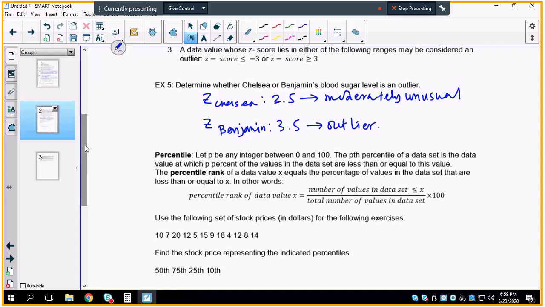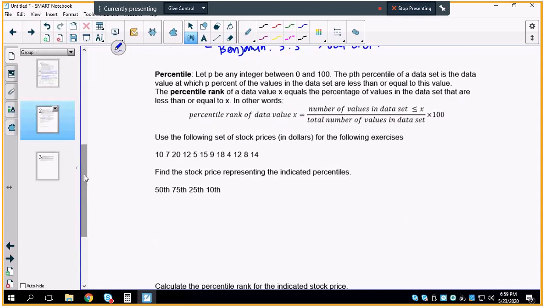There are 2 different ways of understanding the location of a data value, and these ways are called percentile and percentile rank. What is a percentile? Let P be any integer between 0 and 100. Then the pth percentile of a data set is the data value at which P% of the values in the data set are less than or equal to this value. Whereas the percentile rank of the data value X equals the percentage of all values in the data set that are less than or equal to X.